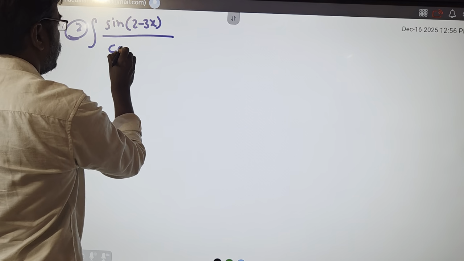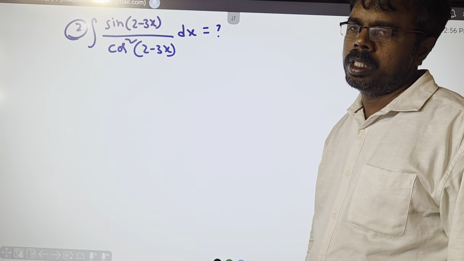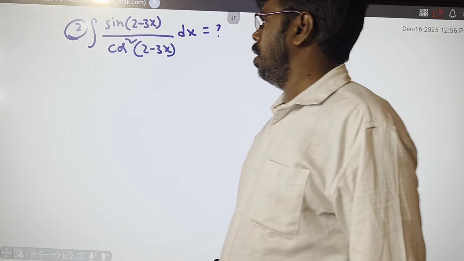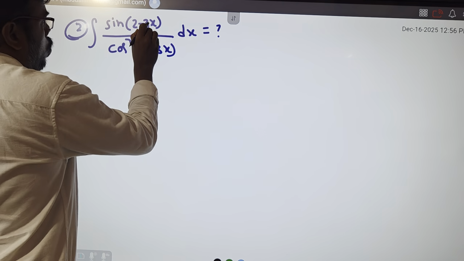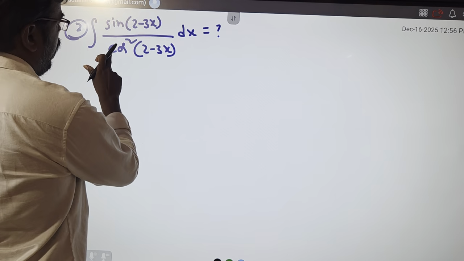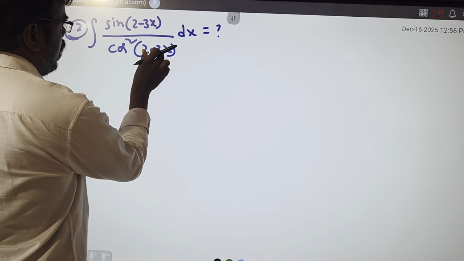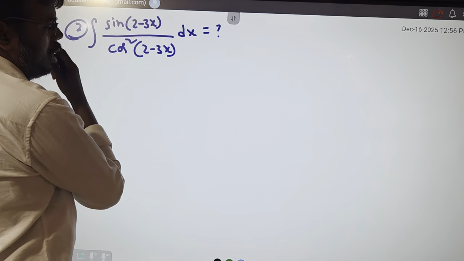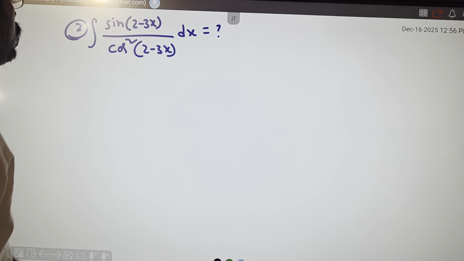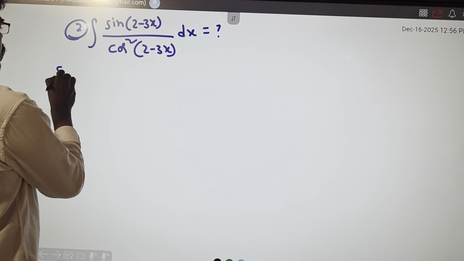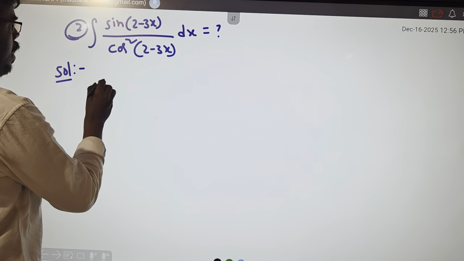Integral sin of 2 minus 3x by cos square of 2 minus 3x. Next problem. This problem came in an earlier CBSE board exam as a 1 mark question. I will solve it by seeing that the numerator sin function has 2 minus 3x instead of x, and the denominator is cos square, but the function of x is the same, 2 minus 3x. The internal function is 2 minus 3x in numerator and denominator, so I can elaborate this function and solve it.